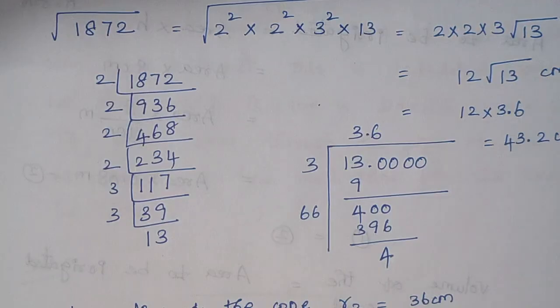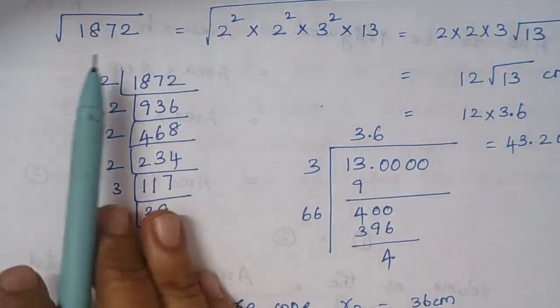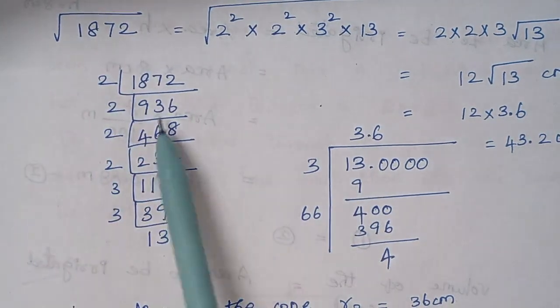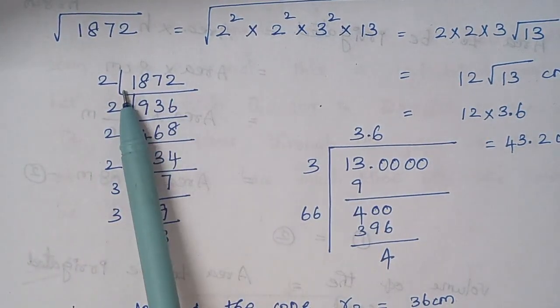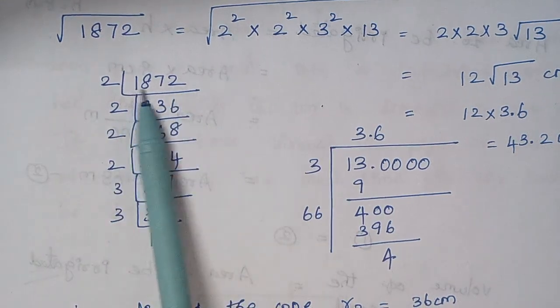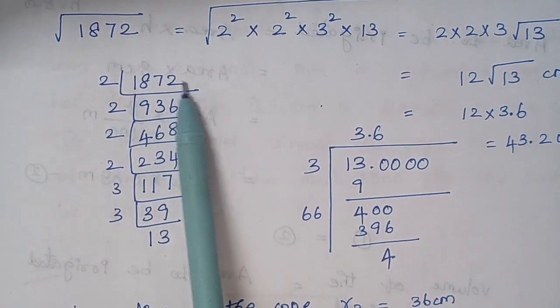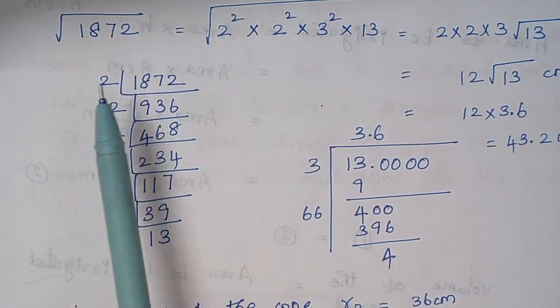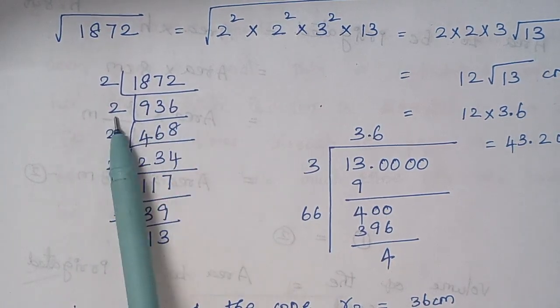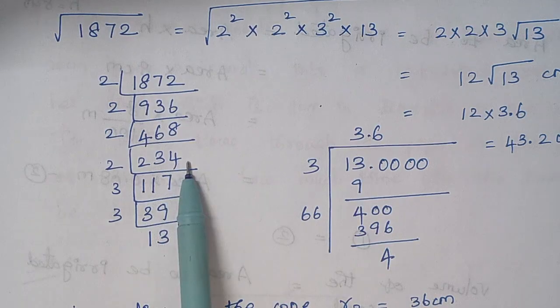So to find the square root of 1872, you just solve by taking the least number. Here it is an even number, so I start dividing using 2. So when I divide, I am getting 936, again 468 and again 234.